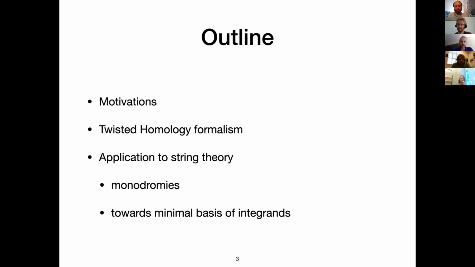So here's a short outline for the talk. I'll give some motivations and explain what we're doing and why we're doing it. Then I'll come to this twisted homology formalism. It should remain low tech all over the talk, so I'll do my best for this. Then I'll come to applications to string theory, and I'll explain how this formalism allows you to get the monodromies, which I'll explain what they are. And one of the main applications is getting a minimal basis of string loop integrands. So I'll also explain what this means.